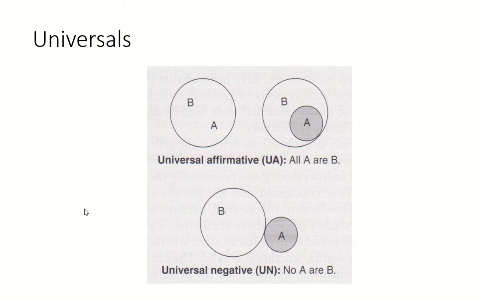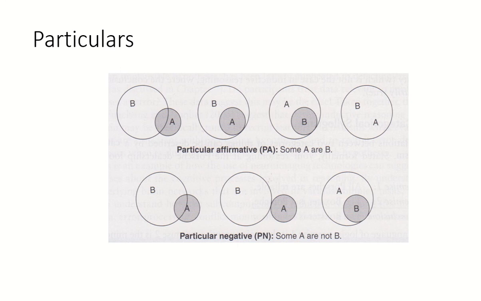Universal negatives are easier. No professors are jerks. So that's easy. We have a circle of B over here with all the jerks, and the circle of A is completely separate because the professors are not jerks at all. There's no professor who is a jerk. The two are not overlapping whatsoever. These are the two straightforward cases. Now it gets more complicated quickly.